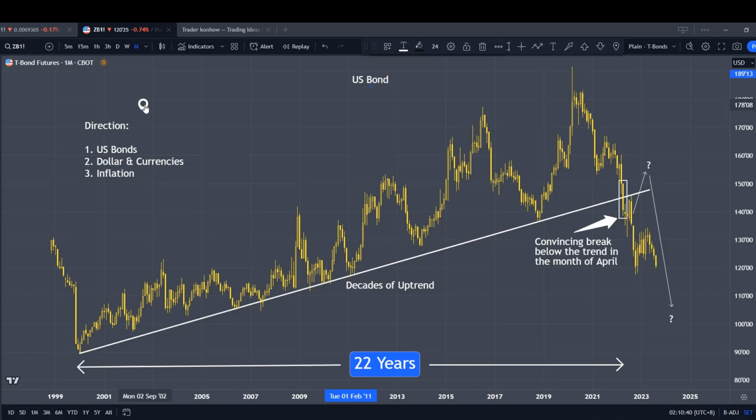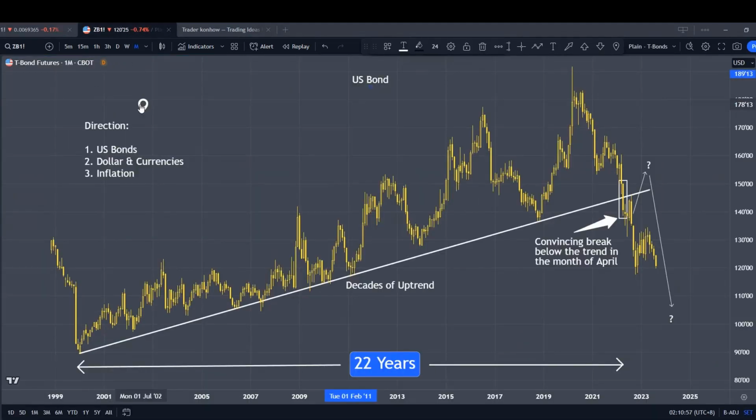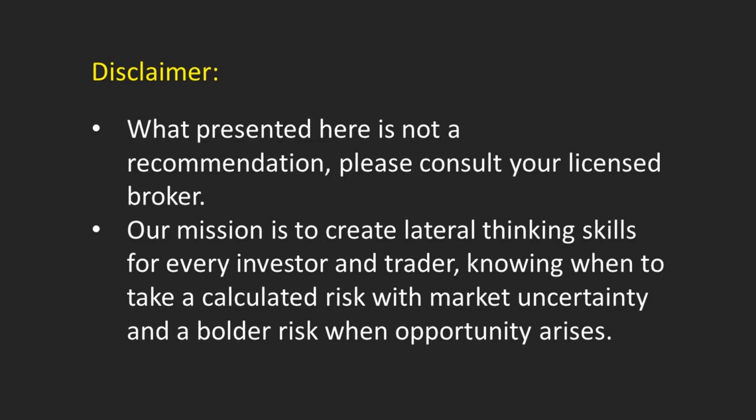And number two, we will also study the impact on US dollars and the rest of the currencies. We're going to discuss the relationship between the bonds, the US dollars, and the other currencies that are against the US dollars. And number three, we're going to discuss what will happen to inflation with this debt downgrade. Before we discuss this topic, please do take some time to read the disclaimer down here.